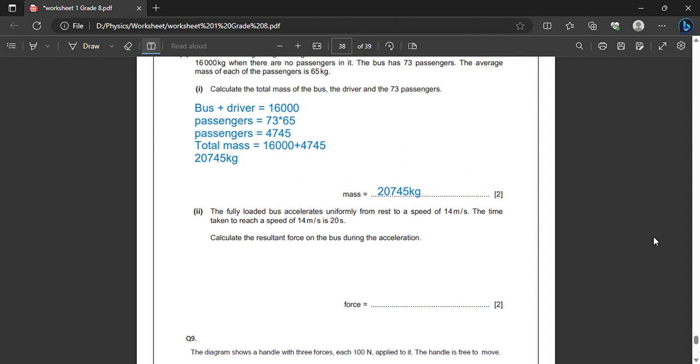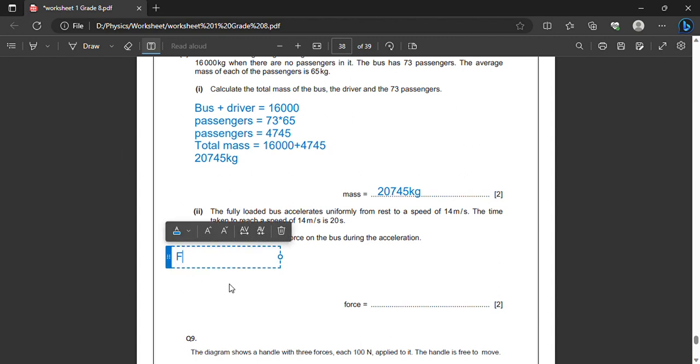So I'm going to look at question number 9. Okay, let's look at it. It's a small one. The fully loaded bus accelerates uniformly from rest to a speed of 14 meters per second. Now it's asking to calculate the resultant force. Wow, we haven't seen any resultant force question yet, so let's check that.